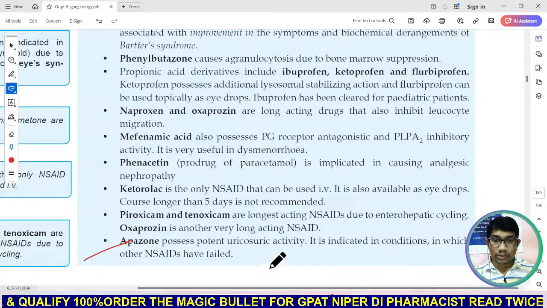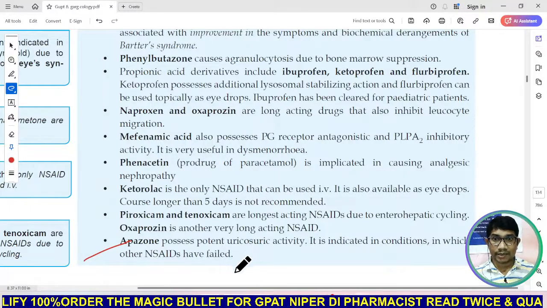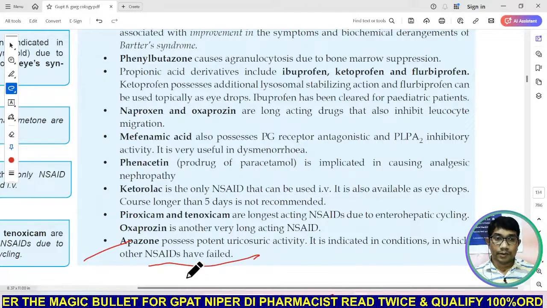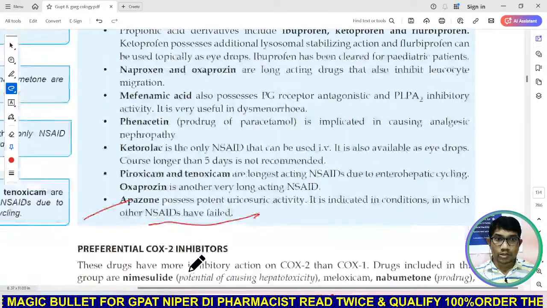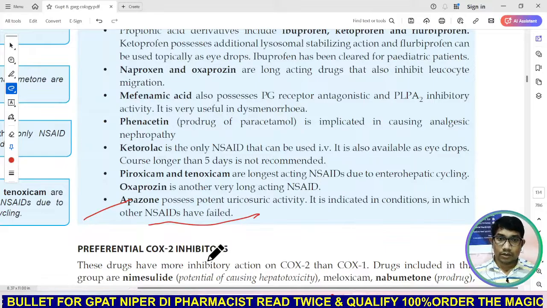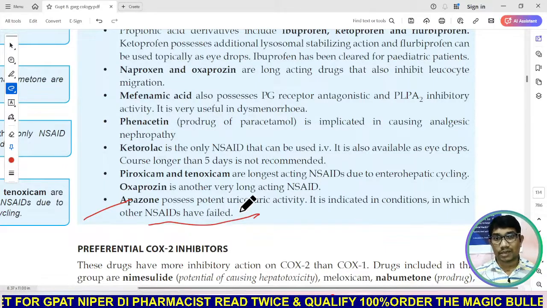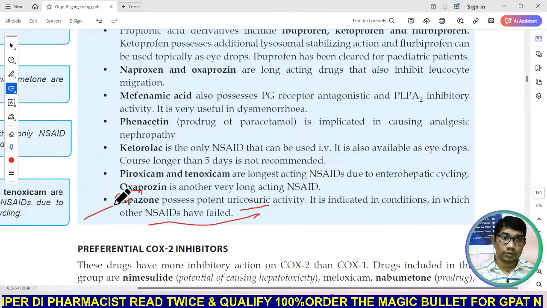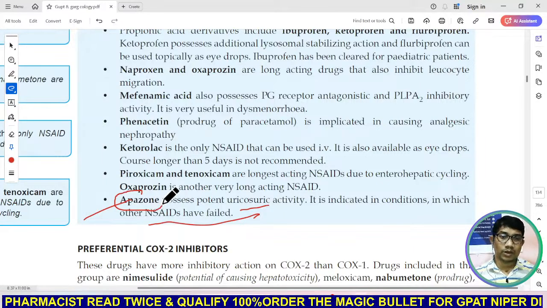Azapropazone has uricosuric activity and is indicated in conditions in which NSAIDs have failed. मतलब, azapropazone is a drug used as a uricosuric, मतलब uric acid का excretion बढ़ता है. Uric acid excretion is increased by azapropazone. Useful in rheumatoid arthritis and gout.